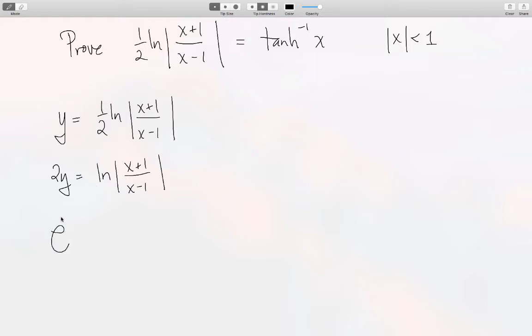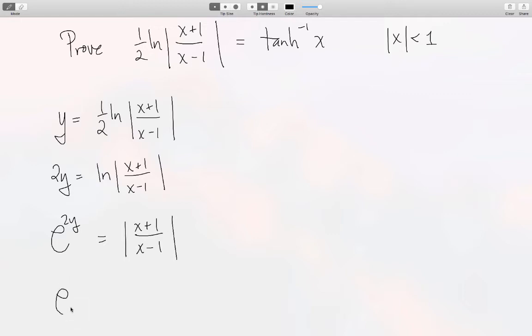I can say that e to the power 2y would just be the absolute value of this fraction, using the inverse property of ln. Or you could say make both of these exponents for the exponential, and that's okay because the exponential function is one-to-one. Alright, from there I want to get rid of the absolute value to be able to solve for x. And I'm going to be able to get rid of the absolute value because I know that the value of x in absolute value is less than 1. So that means it's between minus 1 and 1.